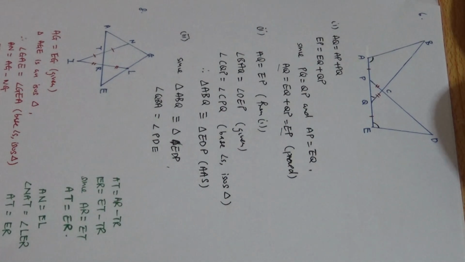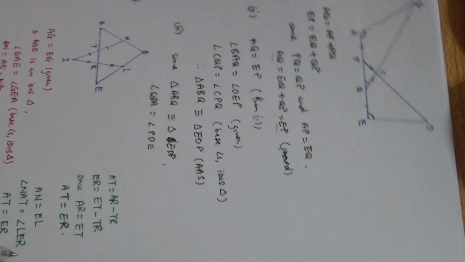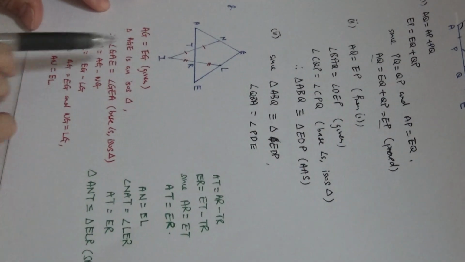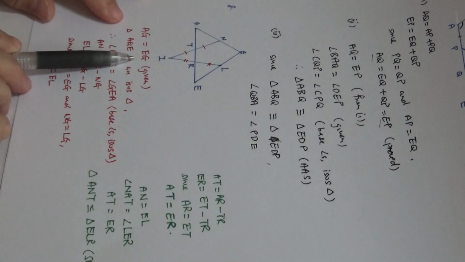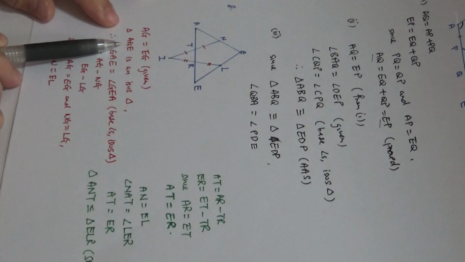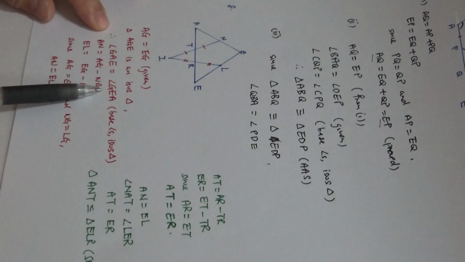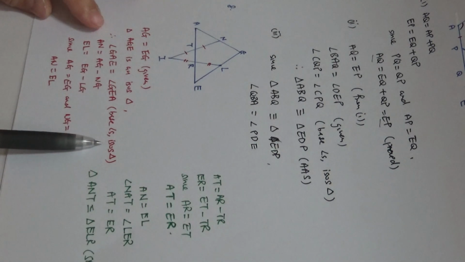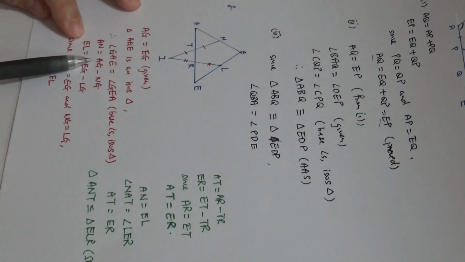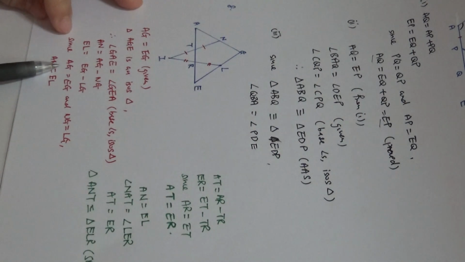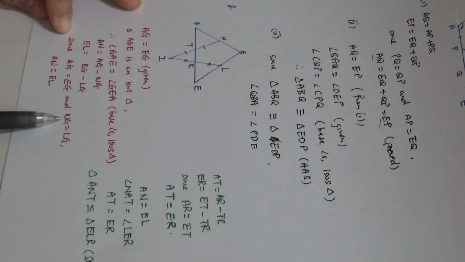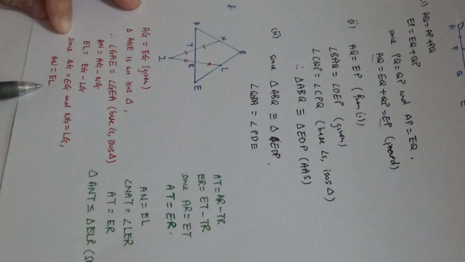Now we move on to question 8. We are supposed to prove that triangle ANT is congruent to triangle ELR. First, we know that AG is equal to EG, given. Triangle AGE is therefore an isosceles triangle, so angle GAE is equal to angle GEA because of base angles of an isosceles triangle. Now we know that AN is AG minus NG, and EL is EG minus LG. It's given also that AG is EG and NG is LG, so we conclude that AN is EL.